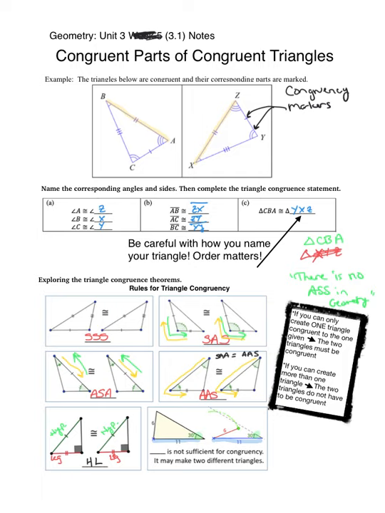So angle, angle, side is not sufficient for congruency. Neither is side, angle. Must have three pieces.